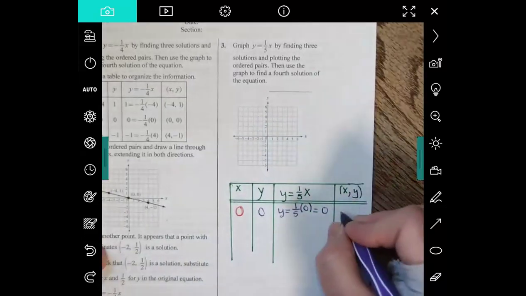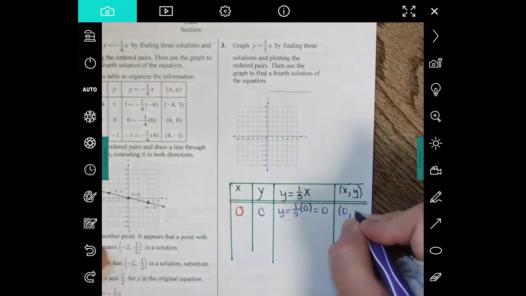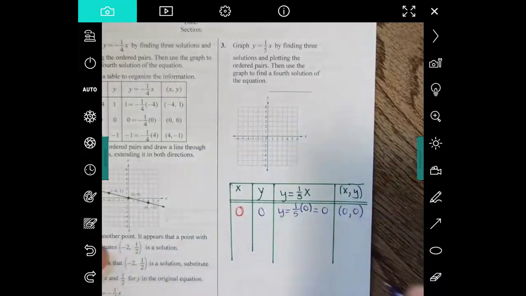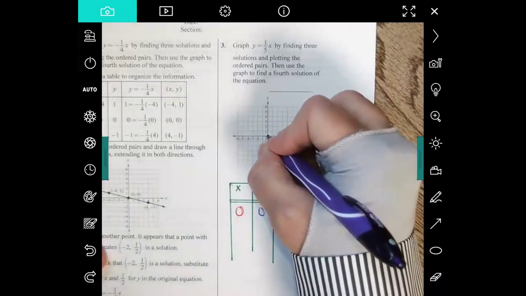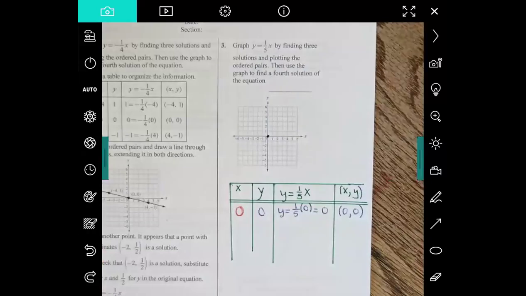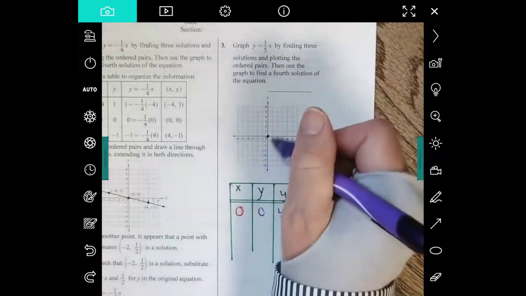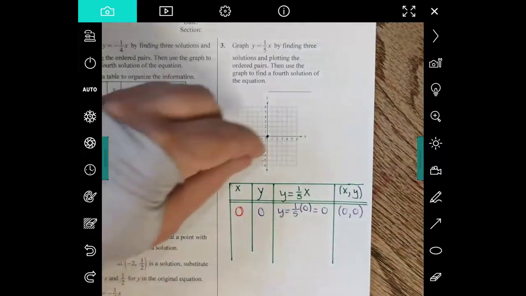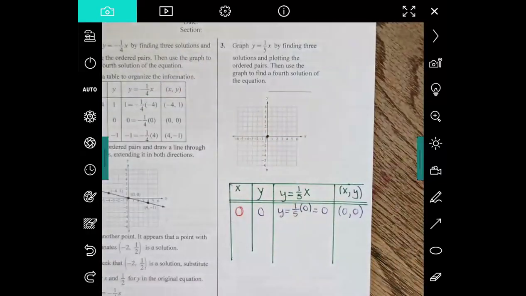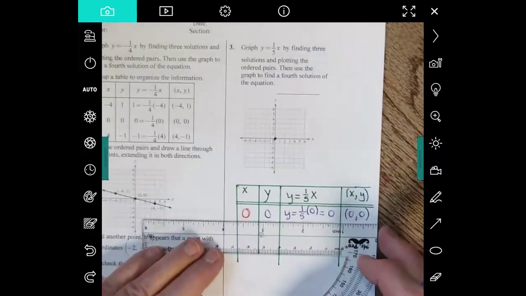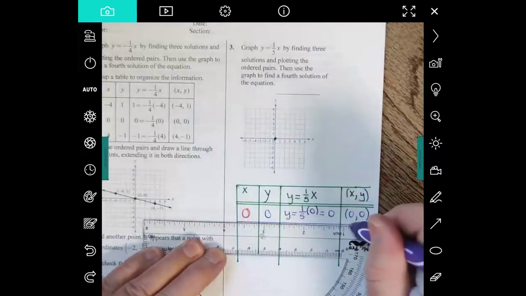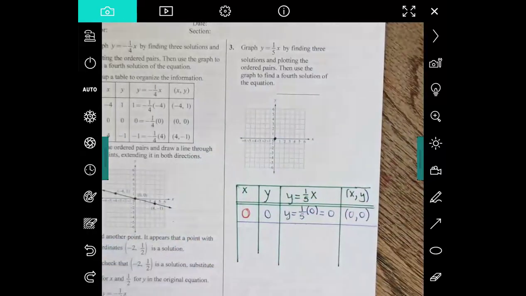So this thing goes through the origin, 0, 0. So we're going to put that on the graph right there, 0, 0. Don't make your points too big and furry or your line can get off, okay? That was probably a little larger than I should have drawn it. Now I'm going to put a line because I've finished my first one. Zoop.